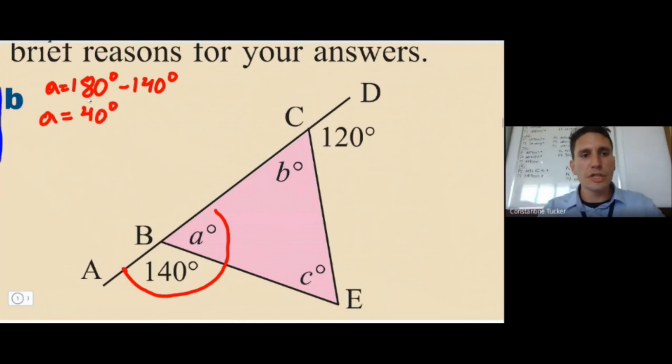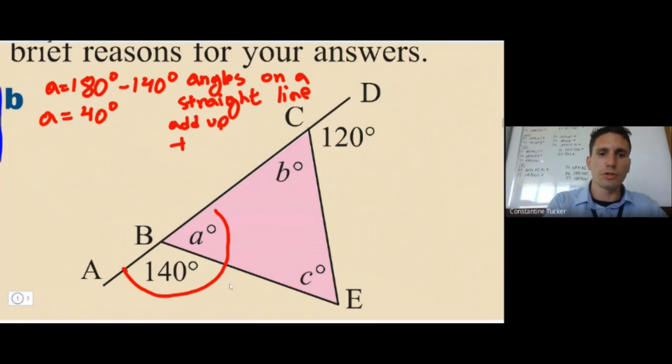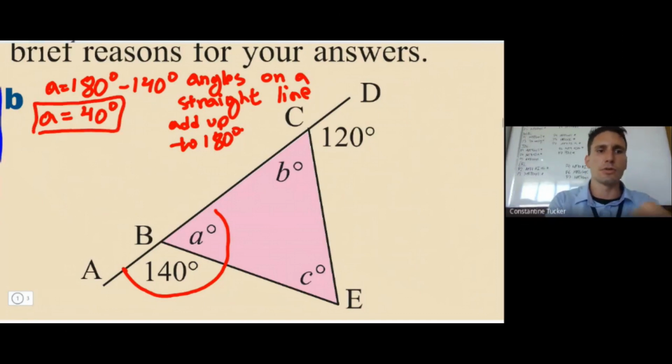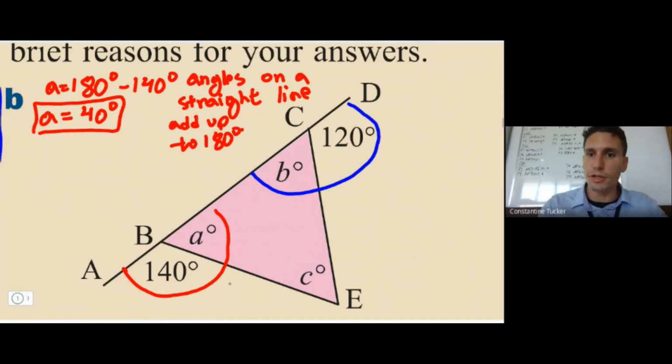Now, what did we use here? We used the fact that angles on a straight line add up to 180 degrees. That is our reason, because they said give reasons. So we found A, nicely done. Let's move on to finding the angle B. We're going to do a very similar thing. Notice how B and 120 degrees should add up to 180 degrees because they form a straight line. So B is equal to 180 minus 120, which is the angle right next to it. So B is equal to 60 degrees.